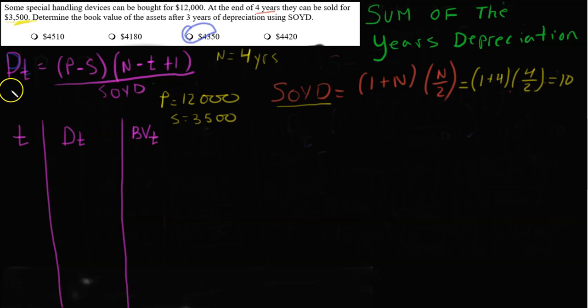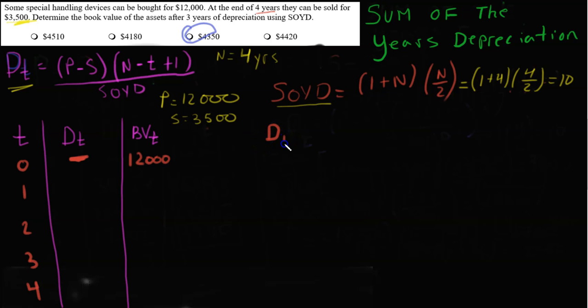So applying the depreciation formula, well, before we get to that, let's list the years 0, 1, 2, all the way to n, which is 4. We know that at time 0, there's no depreciation value, and the book value is what you paid for, so 12,000. So now we're going to jump straight to year 1.